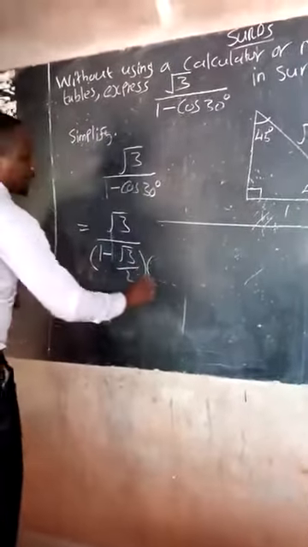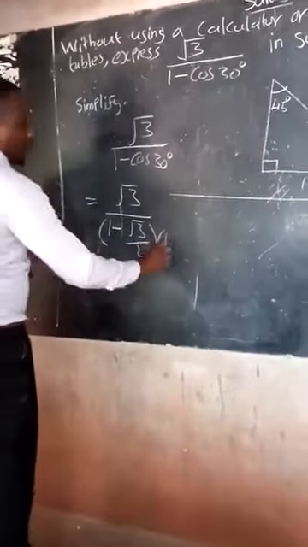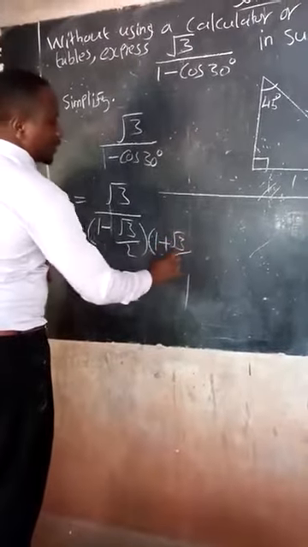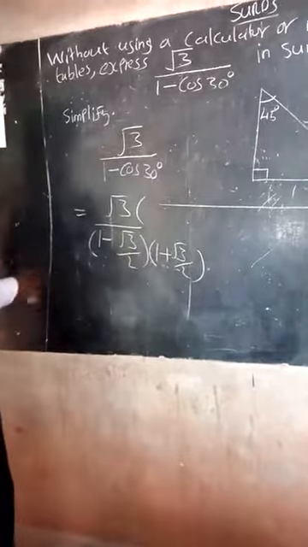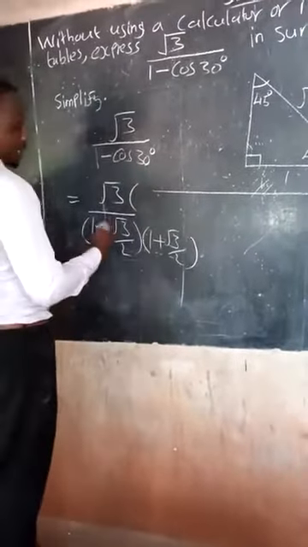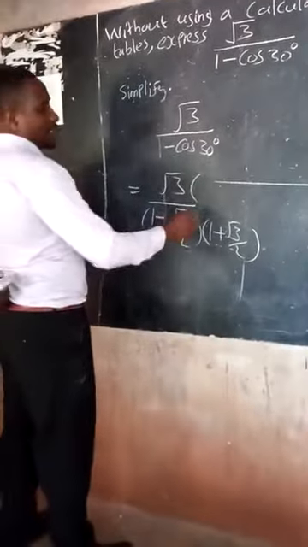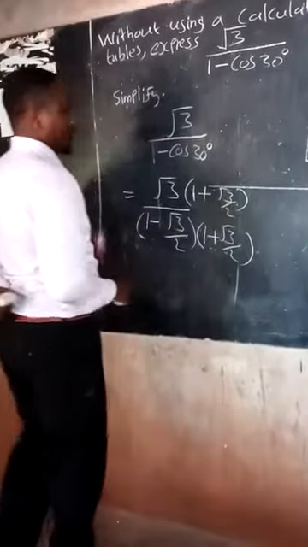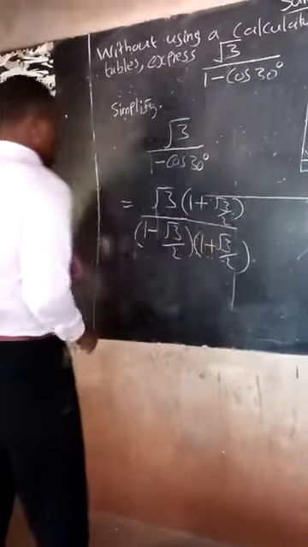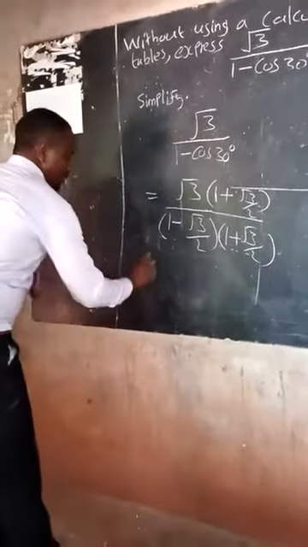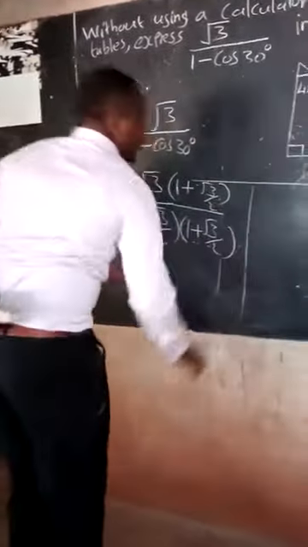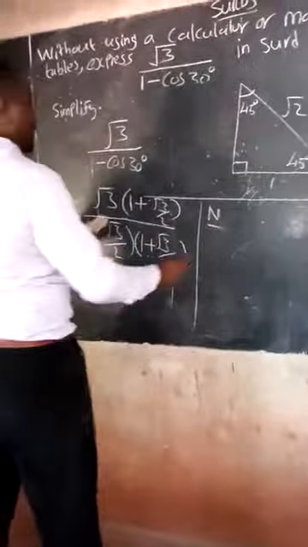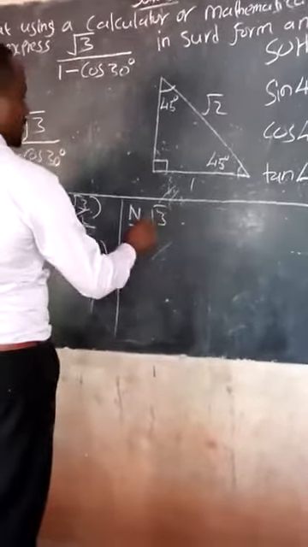This one I multiply by its conjugate, 1 plus root 3 over 2. What I have done to the denominator, I do it in the numerator: 1 plus root 3 over 2. So that is it. Now let's start with this numerator here. So we shall have root 3.